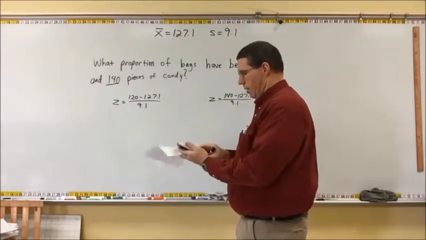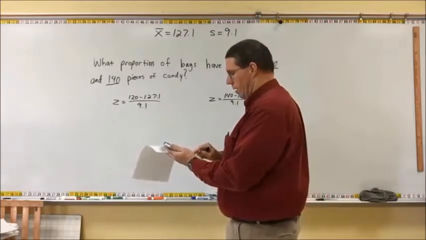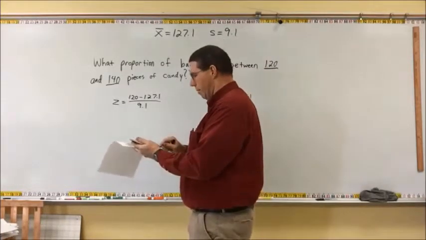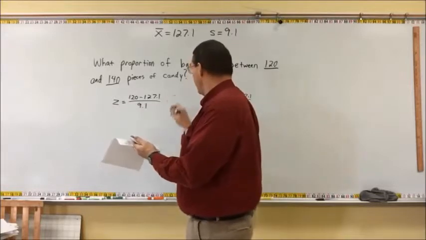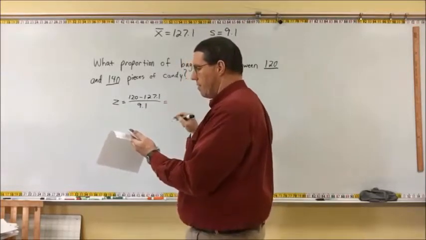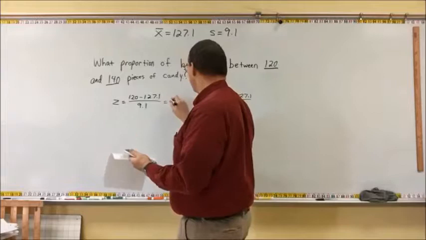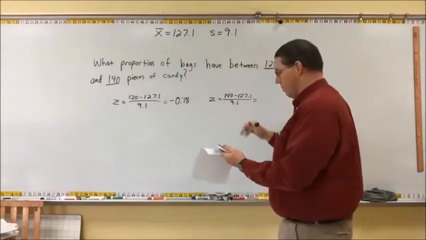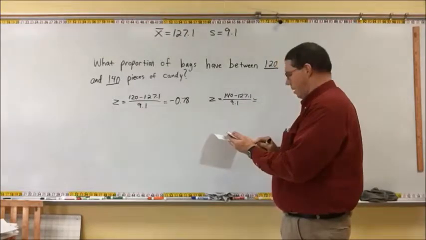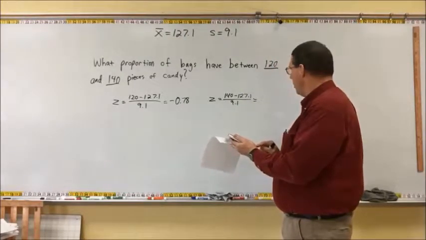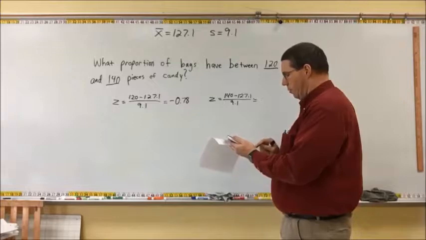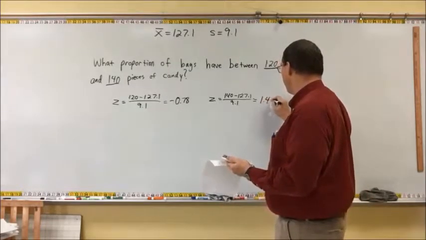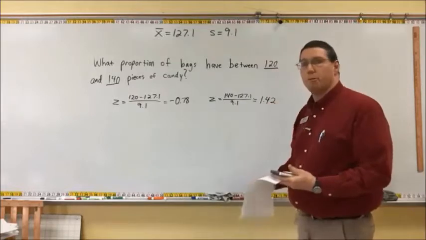All right, let's see what we've got here. 120 minus 127.1 gives me negative 7.1 divided by 9.1, which gives me, rounded, negative 0.78. Now over here, we'll do 140 minus 127.1 divided by 9.1, which gives us 1.42 after it's rounded, positive 1.42.